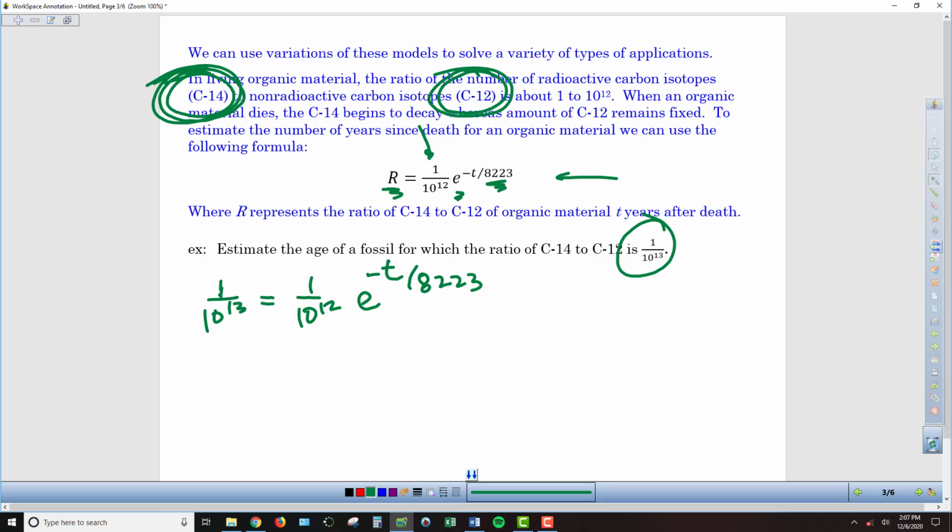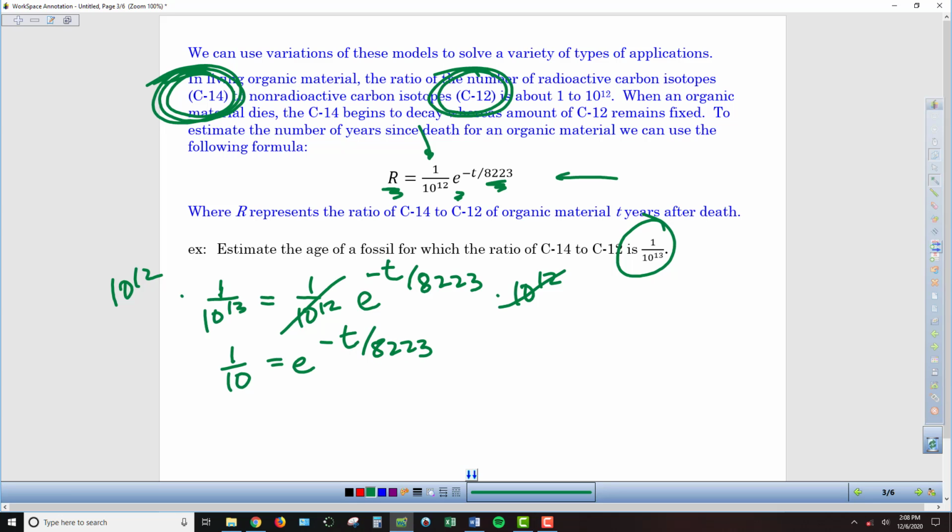I can see that my variable is inside of my exponent. So in order to solve, I'm going to need to get that variable out of the exponent, which means I'm going to have to use logs. But before I can use logs, I need to isolate the exponential. So I'm going to multiply both sides by 10 to the 12th. We get 10 to the 12th over 10 to the 13th, which just reduces to 1/10. And on the other side, we still have e to the negative t over 8223.